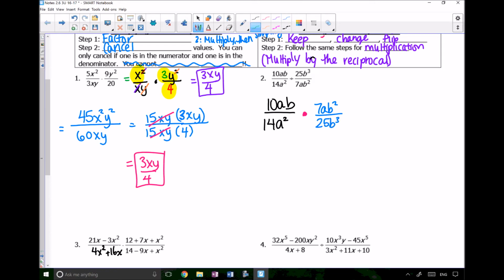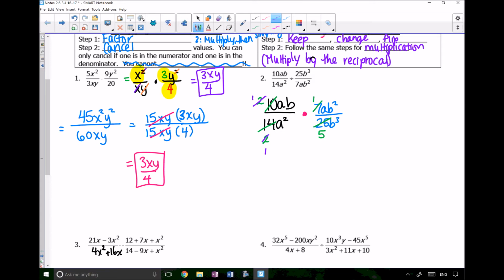Okay, so now that I've done that, the next thing I'm going to do is start canceling stuff out. So for example, this 10 right here and this 25 are both divisible by 5. The 10 becomes a 2 when I divide it by 5. The 25 becomes a 5. Okay, 14 and 7 are both divisible by 7. 7 divided by 7 gives me 1. 14 divided by 7 gives me 2. I also have a 2 in the numerator and a 2 in the denominator. 2 divided by 2 is 1. 2 divided by 2 here is also 1. So those cancel out as well.